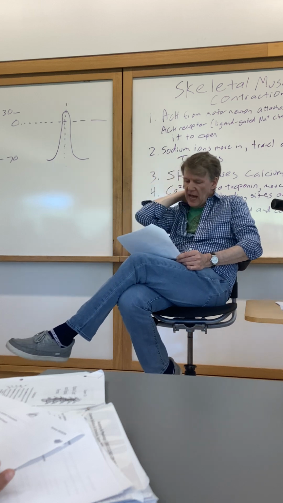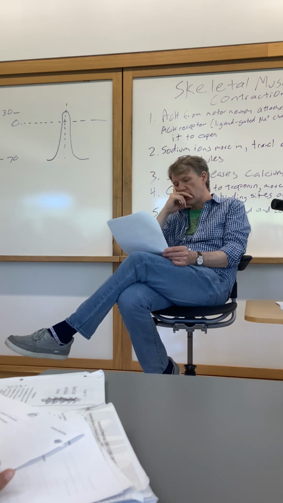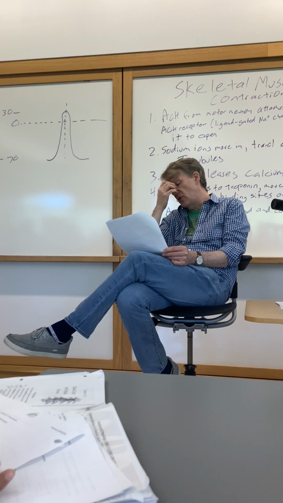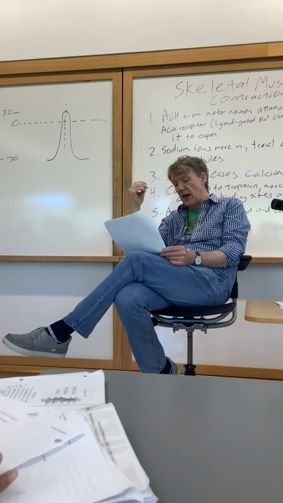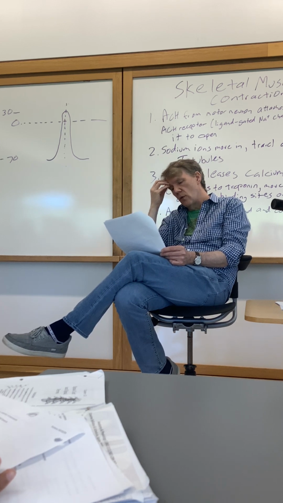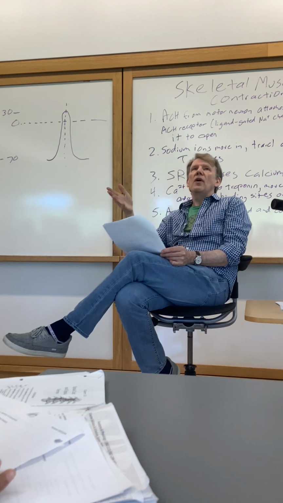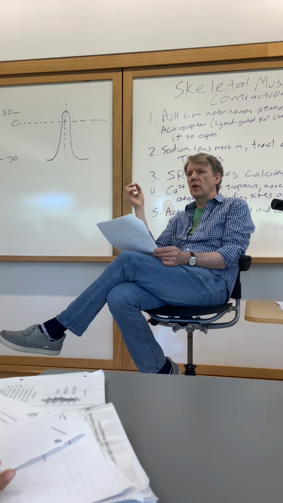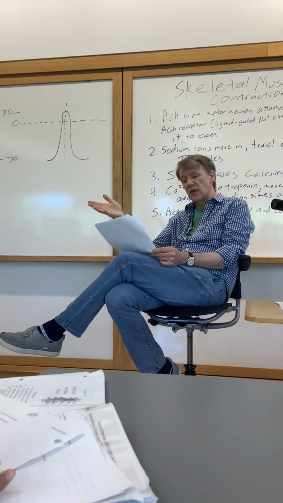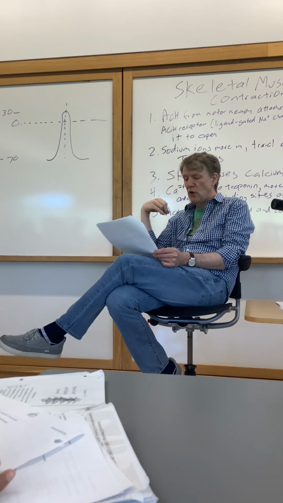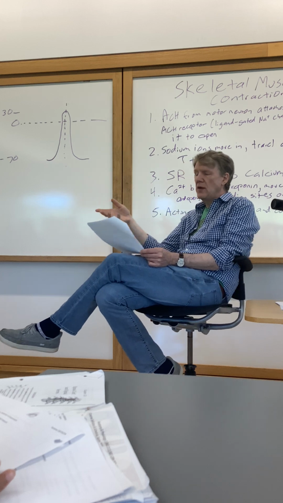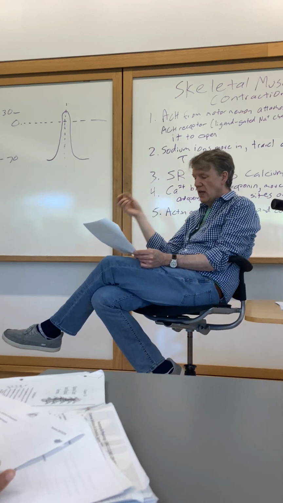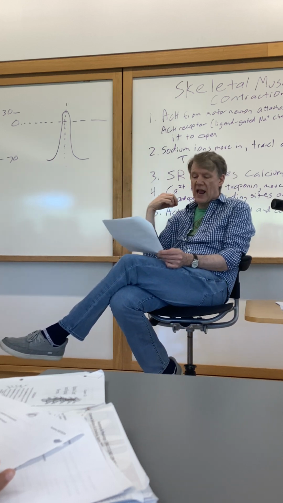Differentiate between preganglionic and postganglionic neurons, cholinergic neurons, nicotinic and muscarinic receptors, and adrenergic neurons, alpha and beta receptors. All right, so remember, there's two neurotransmitters that the autonomic nervous system releases. It's either acetylcholine or norepinephrine. If you release acetylcholine, you're called a cholinergic neuron. If you release norepinephrine, you're called an adrenergic neuron.